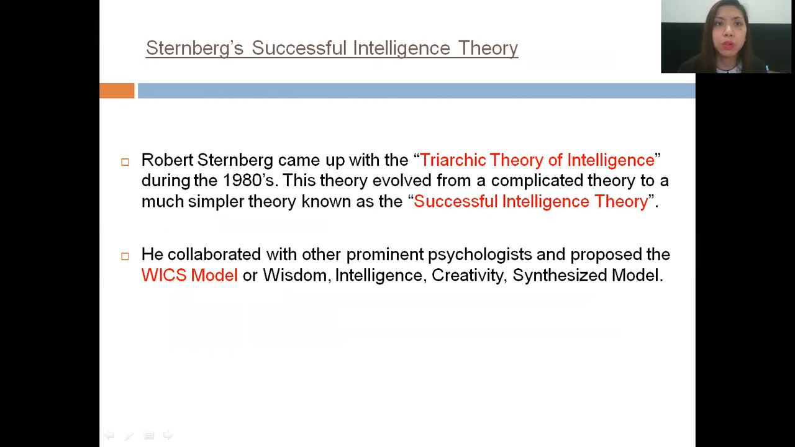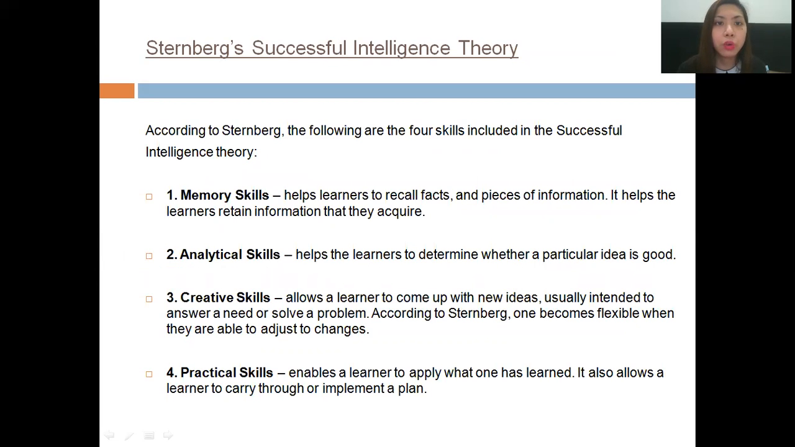Let's move on to Sternberg's successful intelligence theory. He came up with the triarchic theory of intelligence during the 1980s, and over the years, this theory evolved from a complicated theory to a much simpler one known as the successful intelligence theory. He collaborated with other prominent psychologists and proposed the WICS model, or the Wisdom, Intelligence, Creativity Synthesized Model. According to Sternberg, there are four skills included in the successful intelligence theory.